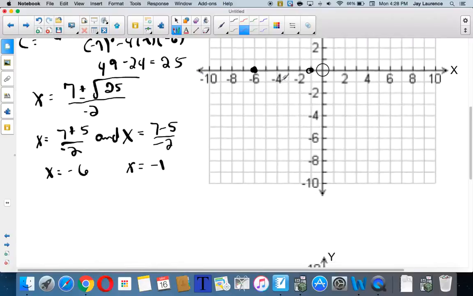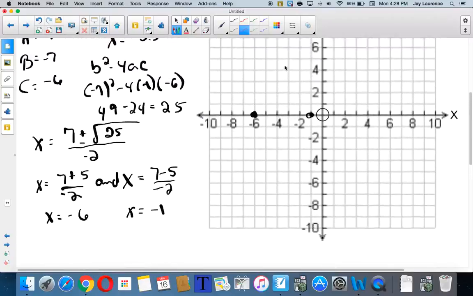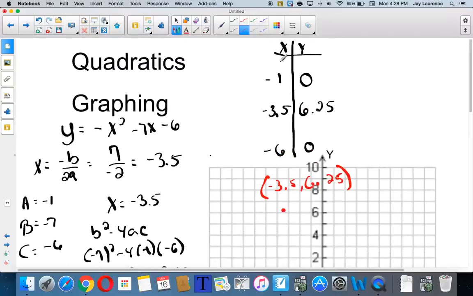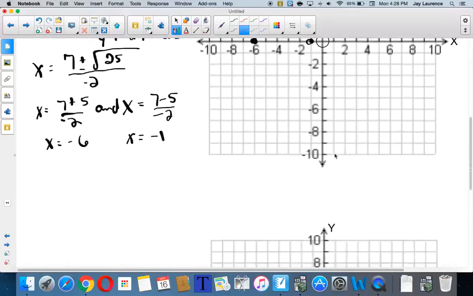It's going to open downward, isn't it? Yeah, how did I know that? Well, I knew that because a was negative, right? Okay, now I like to get 2 other points on here just to make my graph work really well. And I think I'm going to put 0 in, because when I put 0 in for x, I get -6 out. I can do that math so quick.